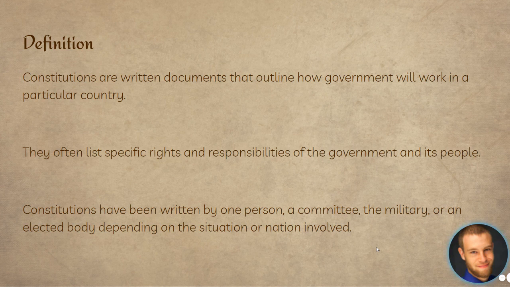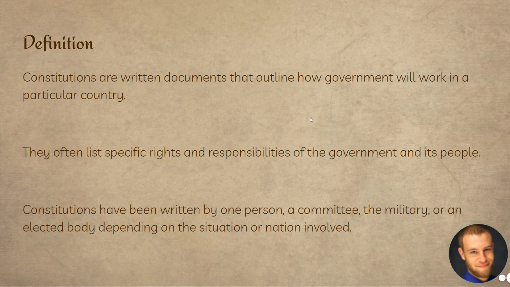It has a legislative branch with a Congress. It has a president, which is the executive branch. There's a court, which is the judicial branch. There are amendments, the Bill of Rights, that list rights and responsibilities of the people and the government. Right, they have all those things. And constitutions have been written by a person, a committee, the military, an elected body, depending on the nation and the situation involved, right? So constitutions have been written by many different groups over time.